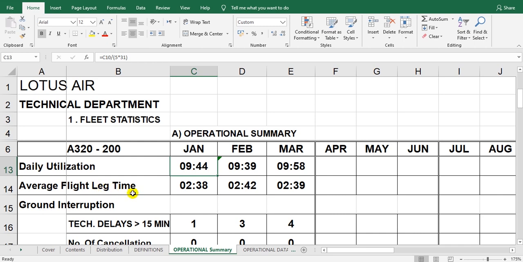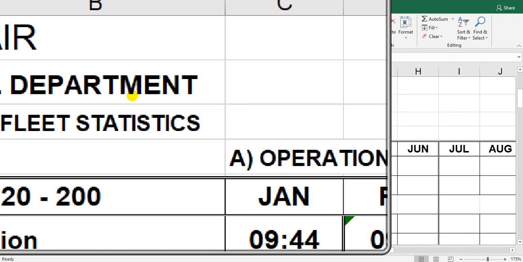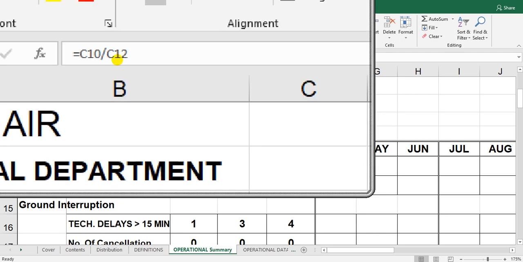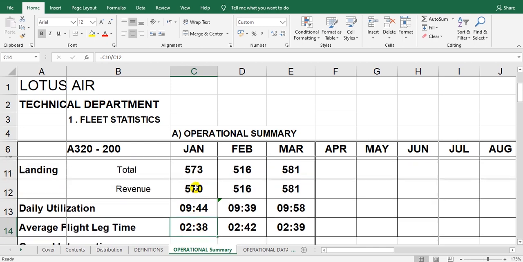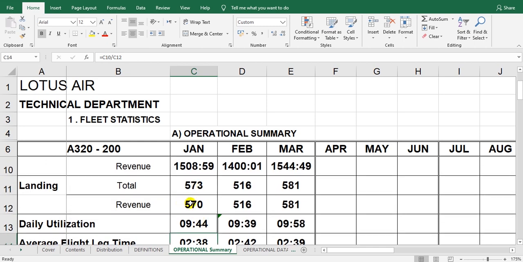Average flight leg here, or the sector time. Okay, look here, the formula: C10 over C12. C10 is the revenue flight hours, and C12 is the revenue flights here, revenue landing or revenue flight.